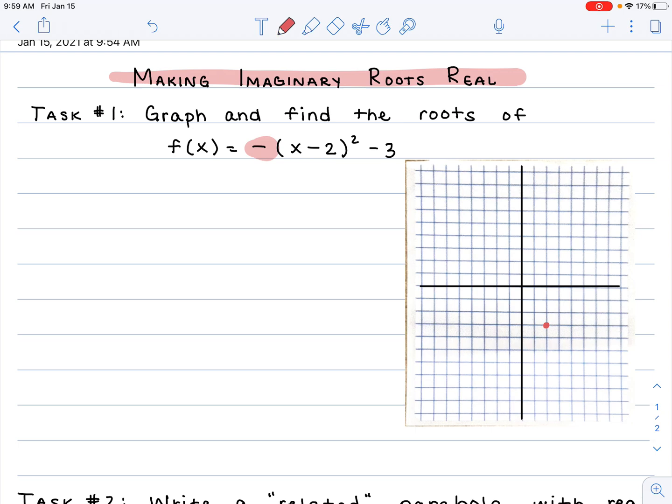Since we have a negative value here, that means our parabola is going to be facing downward. And remember our anatomy of a parabola, it usually goes over 1, up 1, over 2, up 4, over 3, up 9. So since this is negative, those all become negative values. So I'm going to go over 1, down 1 on both sides of my vertex. Over 2, down 4. I'm going to make my parabola then.